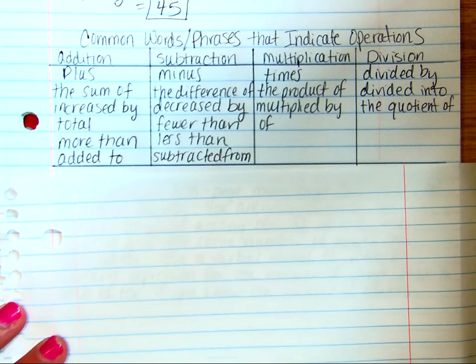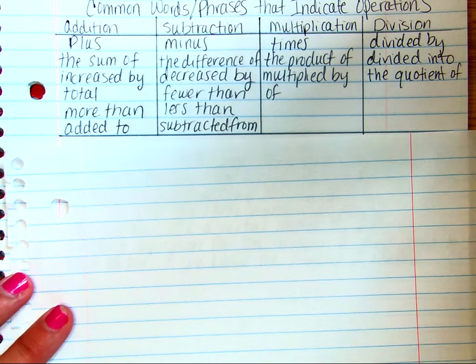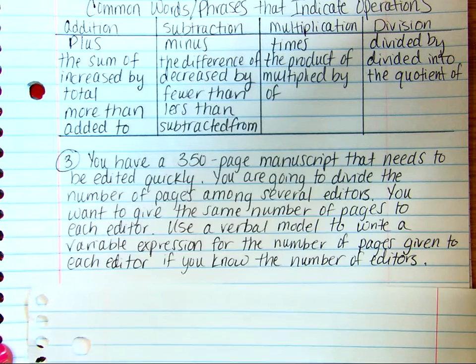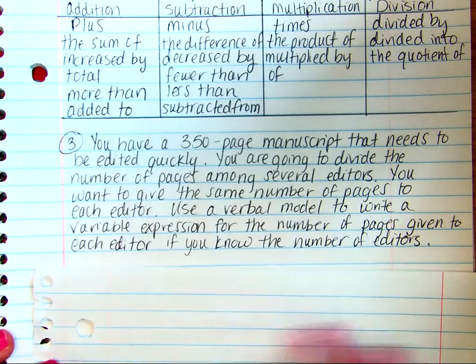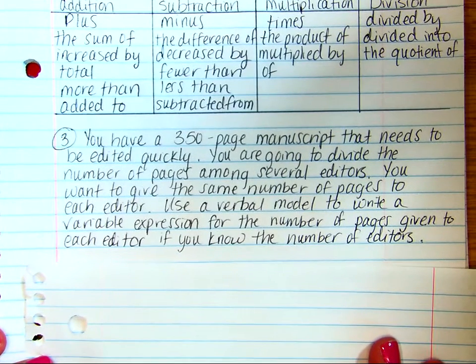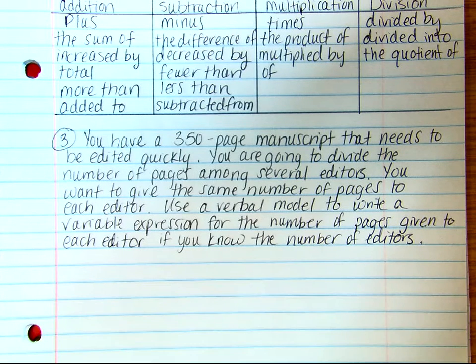All right, so these are the phrases that are going to ultimately help us write variable expressions. So take a minute and write down this example problem. It says you have a 350-page manuscript that needs to be edited quickly. You're going to divide the number of pages among several editors. You want to give the same number of pages to each editor. To be fair, use a verbal model to write a variable expression for the number of pages given to each editor if you know the number of editors.